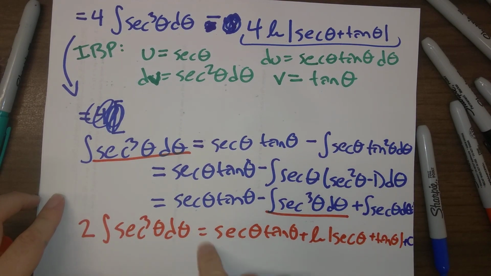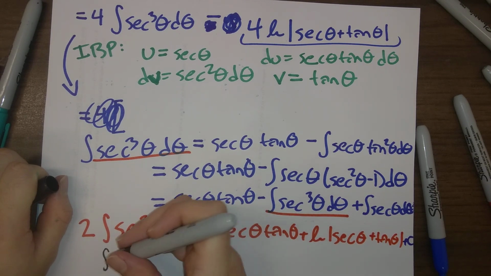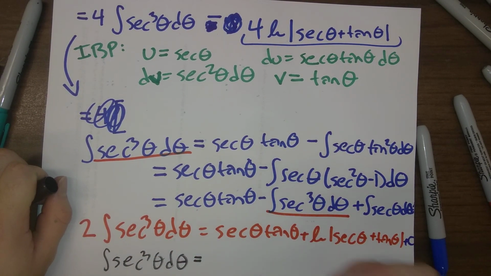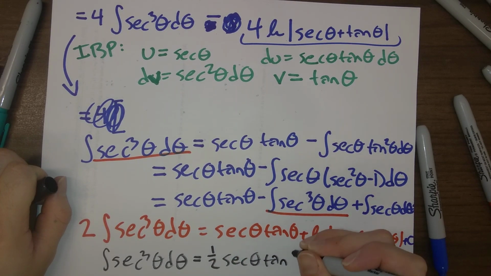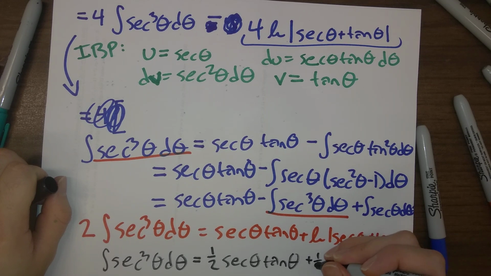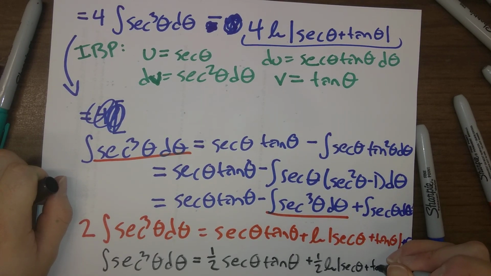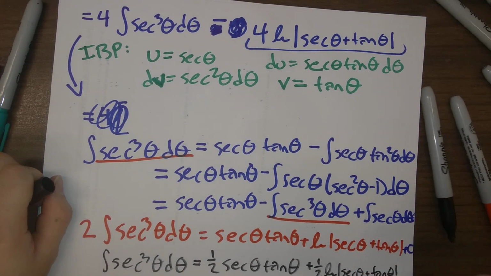And so dividing everything here by 2 tells us the integral of secant cubed theta d theta is 1/2 secant theta times tangent theta plus 1/2 log of secant theta plus tangent theta, and all of that plus c.